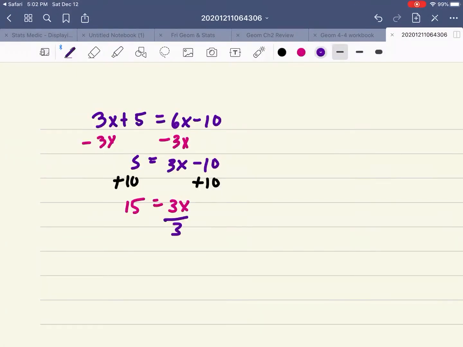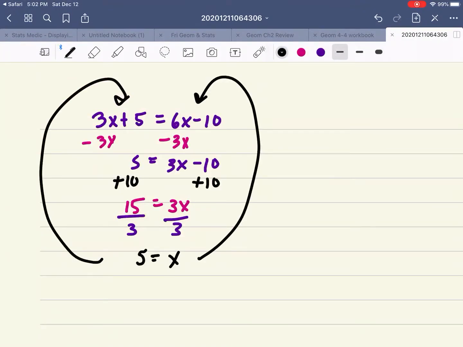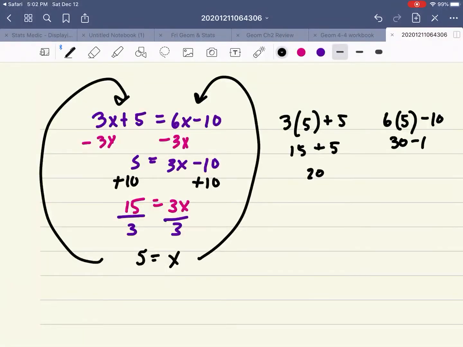Getting close here, right? Getting close to my answer. So it looks like x is 5. All right. So if x is 5, what is the length of each side? This was one side, and that was the other. So if that's 5, I get 20. And if that's 5, 6 times x, well, x is 5, I get 20. And yep, 20 is 20.